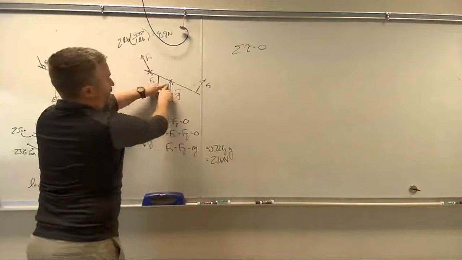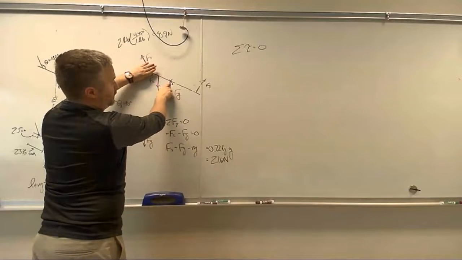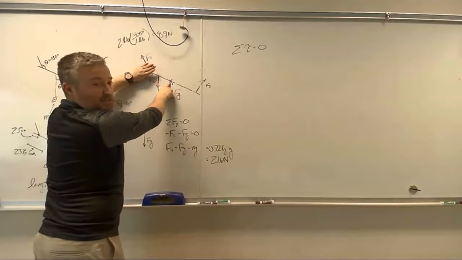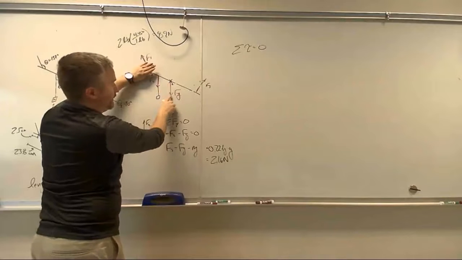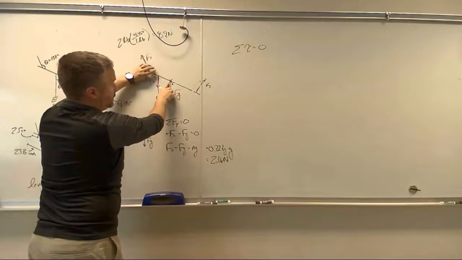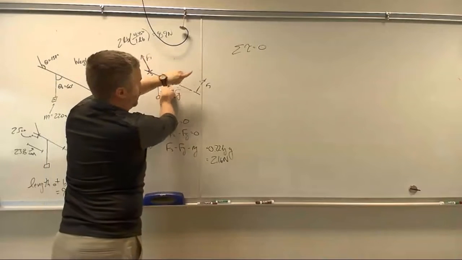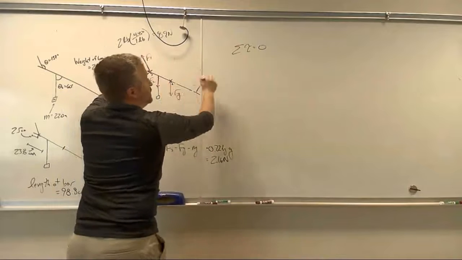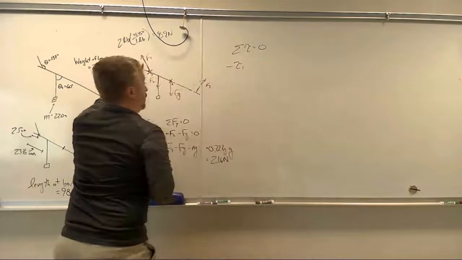All right. Now that my fulcrum is here, entirely ignore that guy. Don't accidentally think that that's there as well. But this guy will cause no torque. So let's start on the left side. This is going to make it rotate clockwise, so I have negative torque of 1.